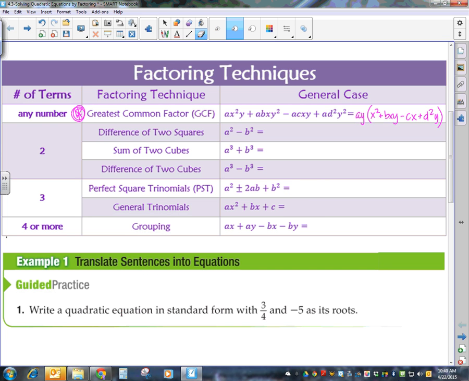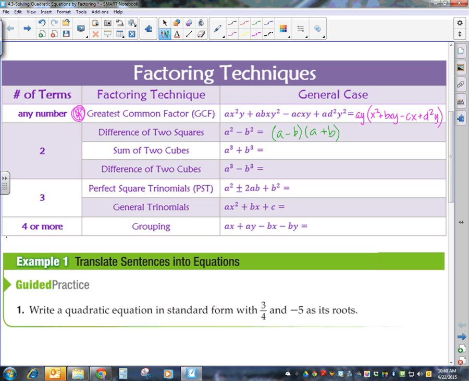If you have any questions about any of these techniques, please come see me. Okay, difference of two squares. A squared minus b squared is a minus b times a plus b. These two are called conjugates.